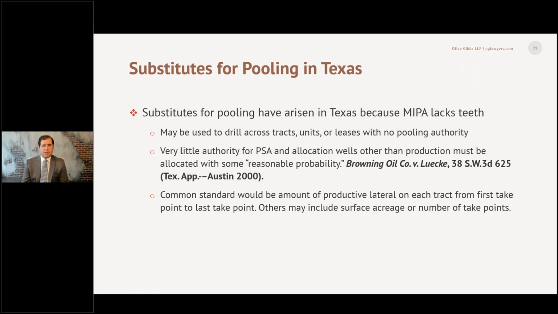There's some standards that a lot of operators like to use on what that means, the reasonable probability of allocating that production. One common standard is the amount of productive lateral on each tract from first take point to last take point. However, some other operators tend to use surface acreage possibly. Others want to use the number of take points. It's widely going to vary.